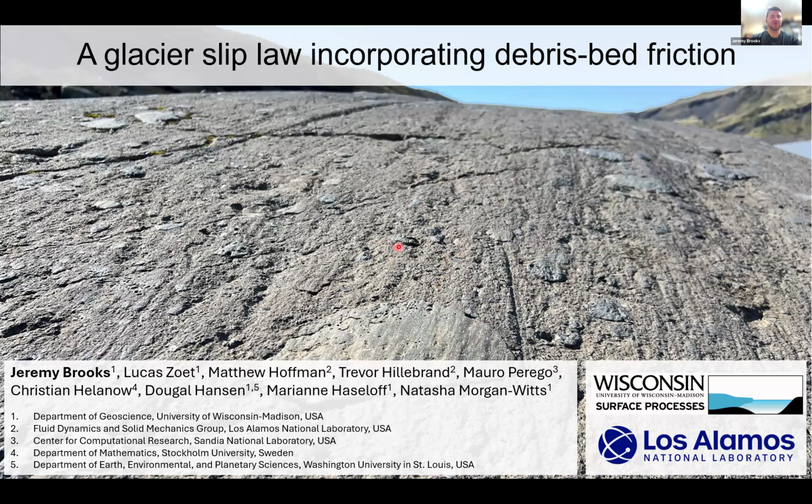So I'm Jeremy Brooks. I'm a postdoc at the University of Wisconsin. This project is trying to derive a slip law that incorporates the effect of debris bed friction. So trying to capture some more physical heterogeneity at the ice bed interface than is typically included in slip laws. And this work was done in combination with authors here at the University of Wisconsin, as well as at Los Alamos and Sandia National Lab.